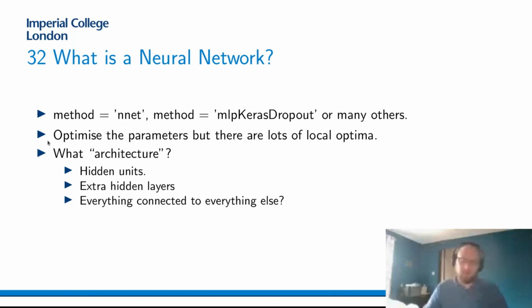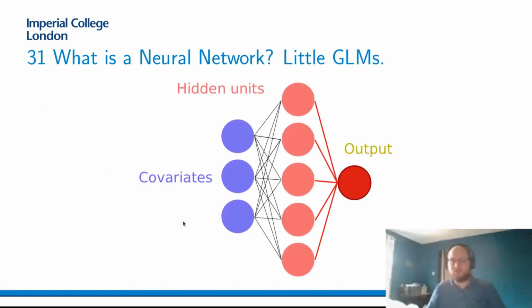And then a lot of it's about deciding the architecture. How many of those hidden units do you want? You can have whole extra layers of hidden units. When people talk about deep learning, that's what they mean: lots of layers of hidden units. Is everything connected to everything else? In our example, each of these covariates is connected to every hidden unit, but you don't have to do that.